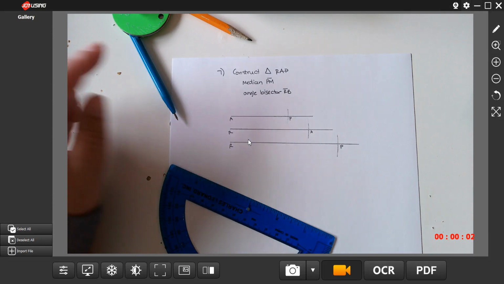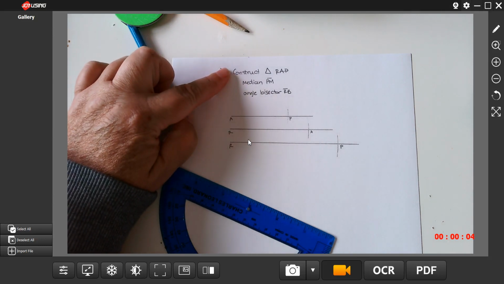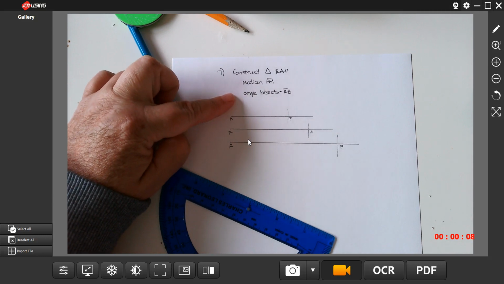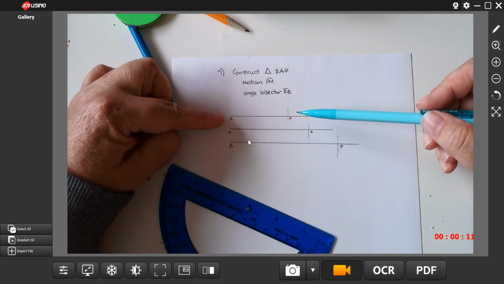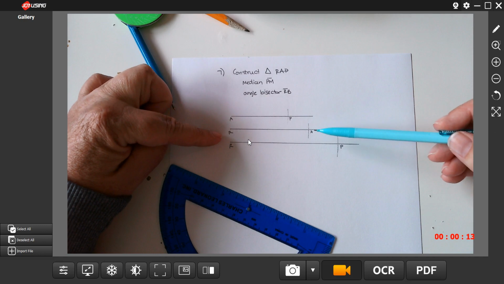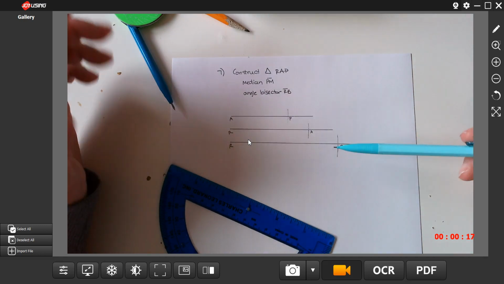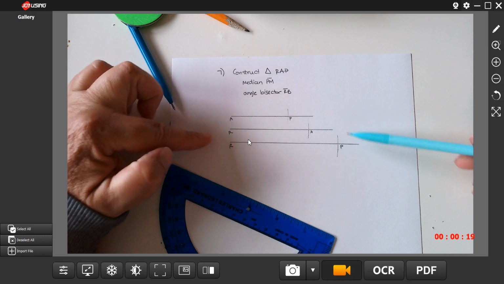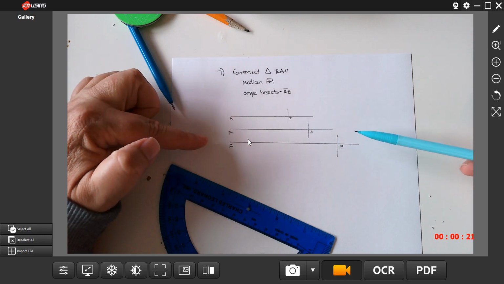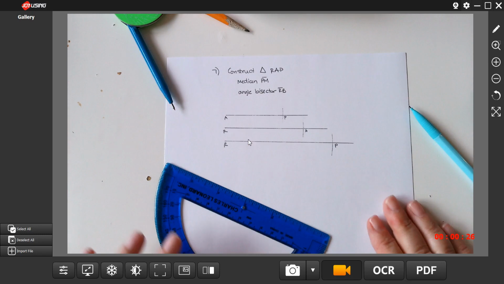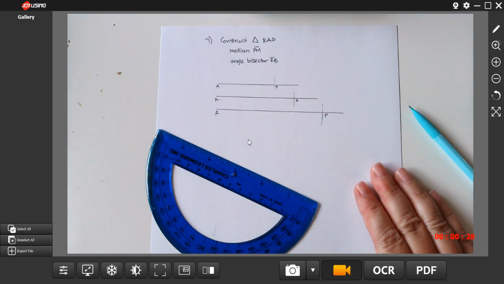Okay, for number 7, they want you to construct triangle RAP, the median PM, and the angle bisector RB. Now in your book, they give you the length of AP, RA, and RP. I copied them to my paper here so you didn't have to see me going back and forth a lot. You do not need to do this step because you can literally just set your compass to your book. I needed to do this just to make things a little easier for us to see.